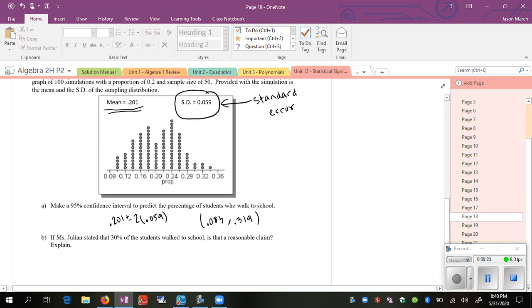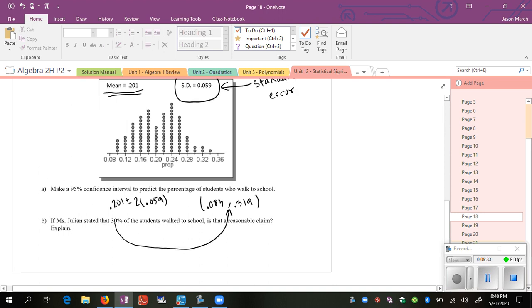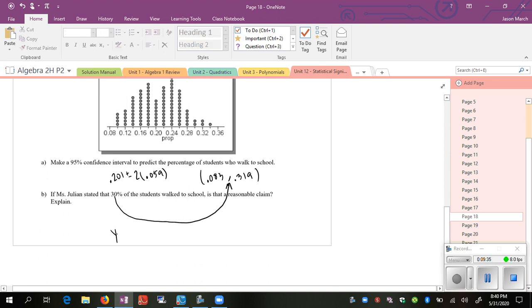Ms. Julian stated that 30% of the students walk to school. Is that a reasonable claim? Explain. And the answer is going to be a simple yes. And the explanation is because 0.3 is within the confidence interval, which I'm going to abbreviate CI.